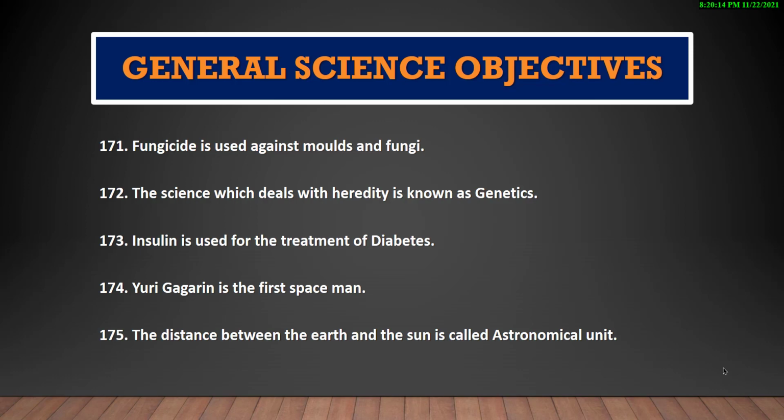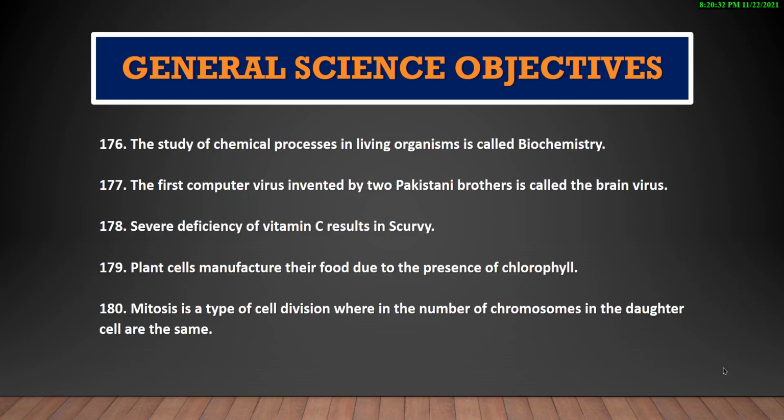The science which deals with heredity is known as genetics. Insulin is used for the treatment of diabetes. Yuri Gagarin is the first spaceman. The distance between the Earth and the Sun is called the astronomical unit. The study of chemical processes in living organisms is called biochemistry. The first computer virus, invented by two Pakistani brothers, is called the Brain virus.